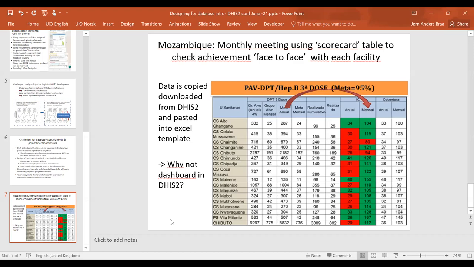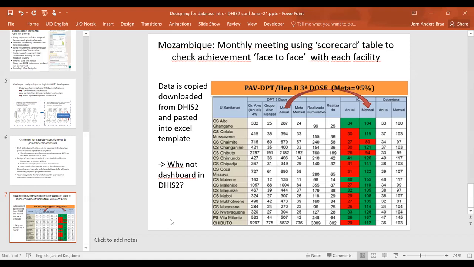And also they do it in a special way. They are using the target number and not the total number of the target population. So that's also a complication that makes it a bit difficult to do it automatically. But how that is solved is something that Seferino will tell us.